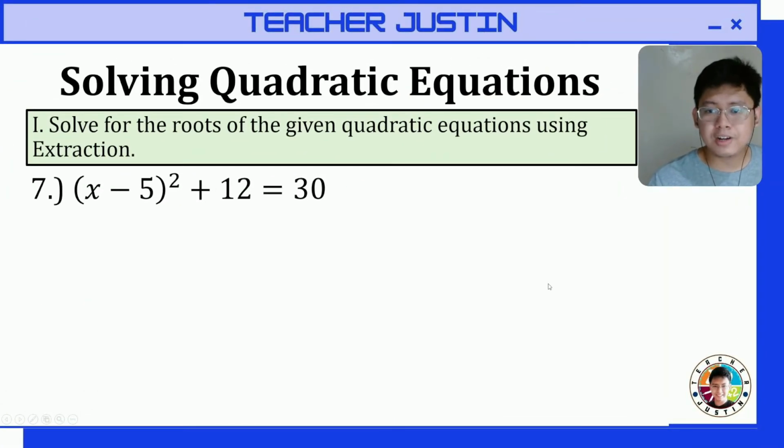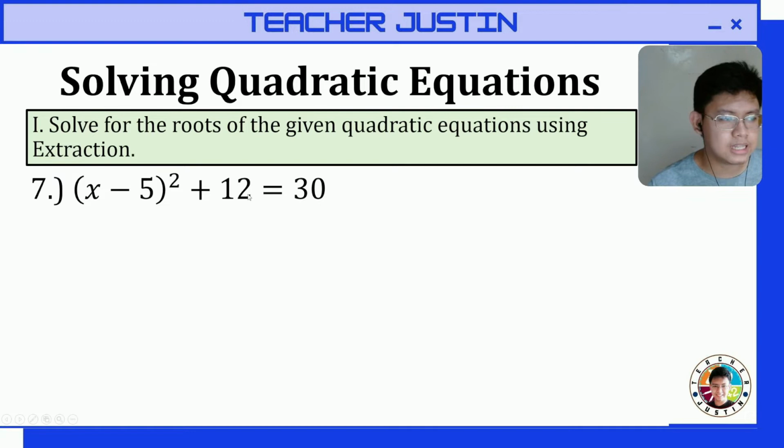Okay, let's have our seventh item. Let's solve for the roots of this quadratic equation using extraction. So, we have the equation square quantity x minus 5 plus 12 is equal to 30. So, ang gagawin natin para ma-solve tong equation na to is we have to isolate the variable x.